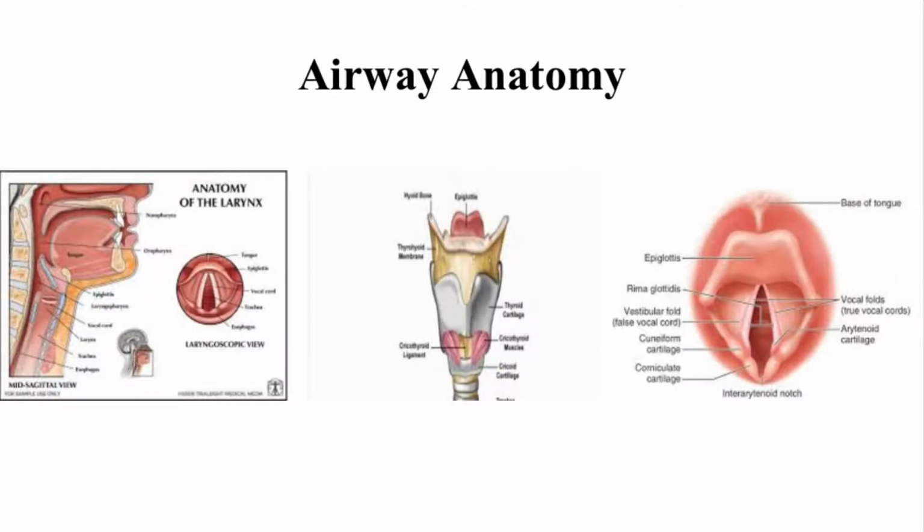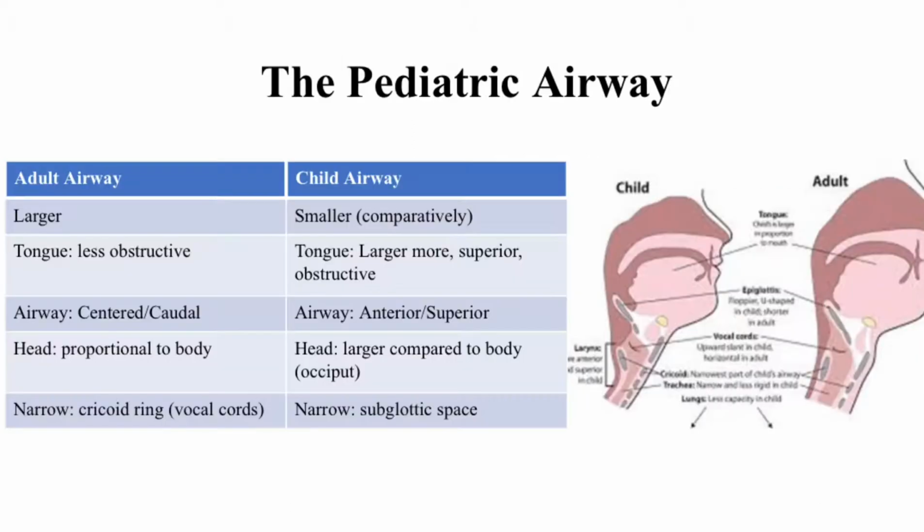I'd like to start by discussing airway anatomy and the most important structures needed for intubation. Here you can see the base of the tongue, epiglottis, false vocal cords, true vocal cords, and arytenoids. There are important differences between the adult and pediatric airway that we will discuss now.